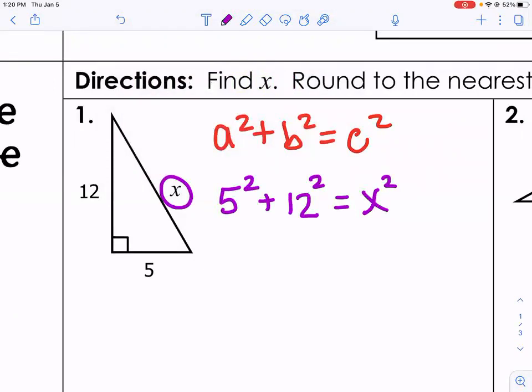What's really nice about these calculators that I'm allowing you to check out during class is that you can see what you're typing in. You can literally type in 5, here's your squared button, plus 12, here's your squared button, and then hit equals. So right here, 5 squared plus 12 squared equals. What is it, Preston? 169.